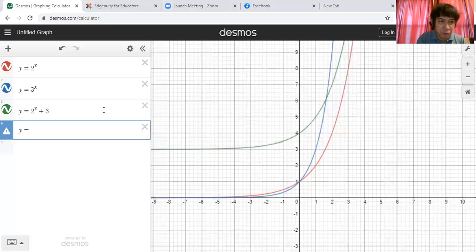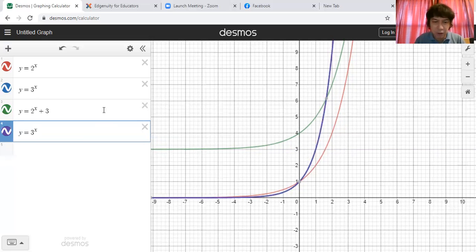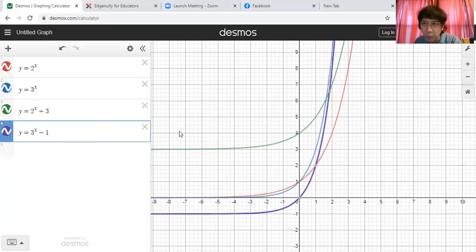We can have here 3 raised to the power x, and say we subtract 1. So you can see the violet or purple graph, the nature is still increasing, but the level moved to -1. All right, now let's study how to determine domain and range just by looking at the graph. We shall start from the first example.